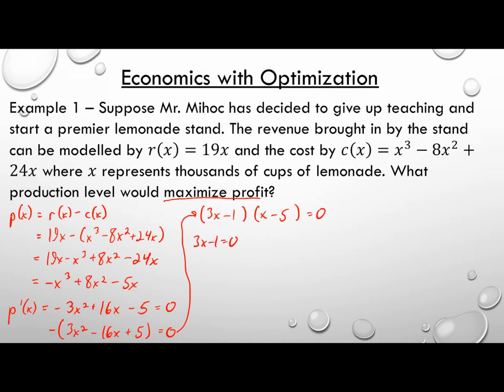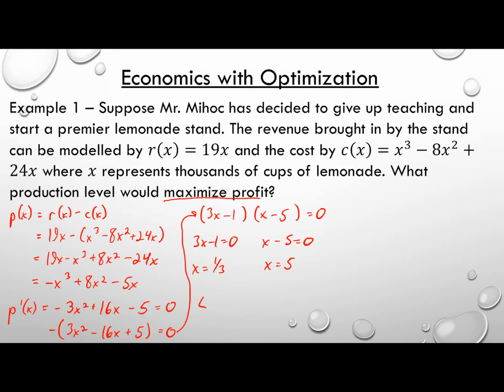So 3x minus 1 is equal to 0. X minus 5 is equal to 0. Add 1, divide by 3, so x is equal to 1/3. Add 5, so x is equal to 5. All right, now we have to determine which of these are actually maximums. We found two critical numbers. Let's see if either of them are maximums.